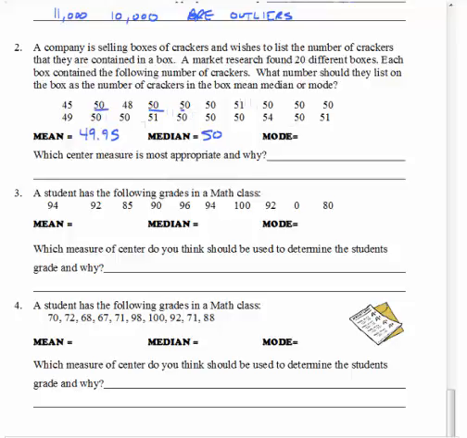There are 20 data points. 1, 2, 3, 4, 5, 6, 7, 8, 9, 10, 11, 12, 13 of the data points are 50. This is the one time it's appropriate to consider the mode as the best center, because anytime more than half of the data points are the same number, the mode is a good center to choose. So I'm going to say that the most appropriate center in this case would be the mode, because more than half the data is 50.